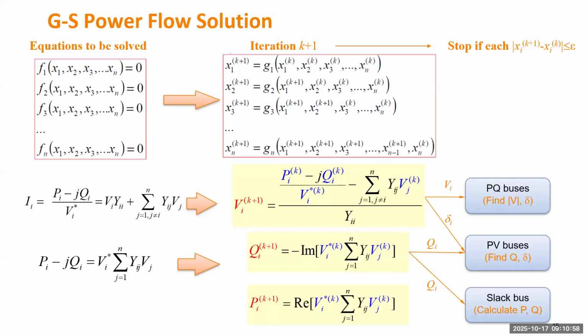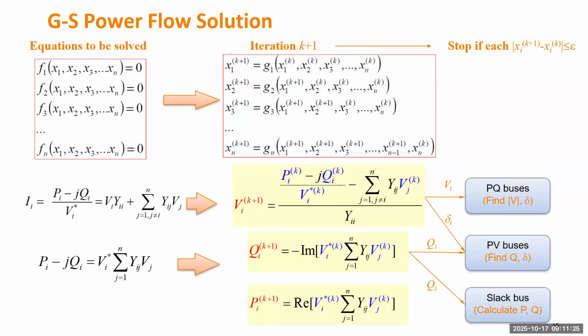Let's continue the Gauss-Seidel power flow method. The idea of the Gauss-Seidel method is very simple. You have a set of equations you want to solve. For our case, it is the power flow equation. The original equation may have everything on the left-hand side and right-hand side. We want them to be 0.